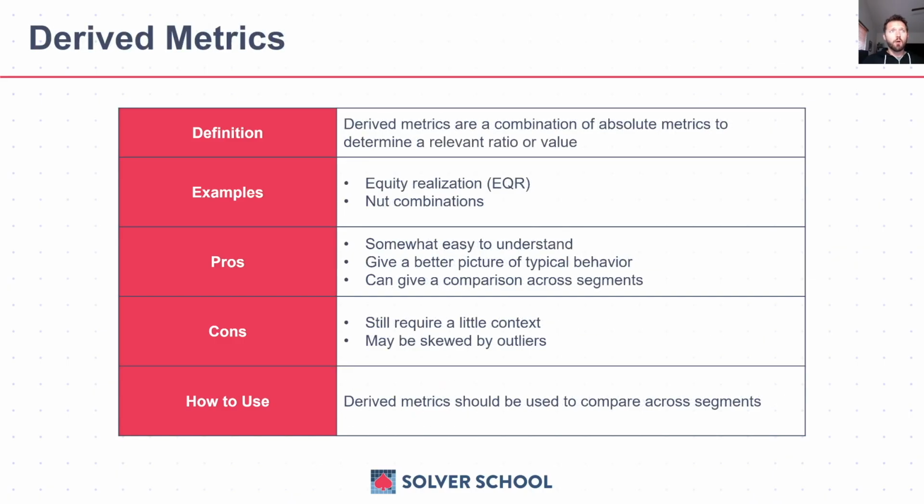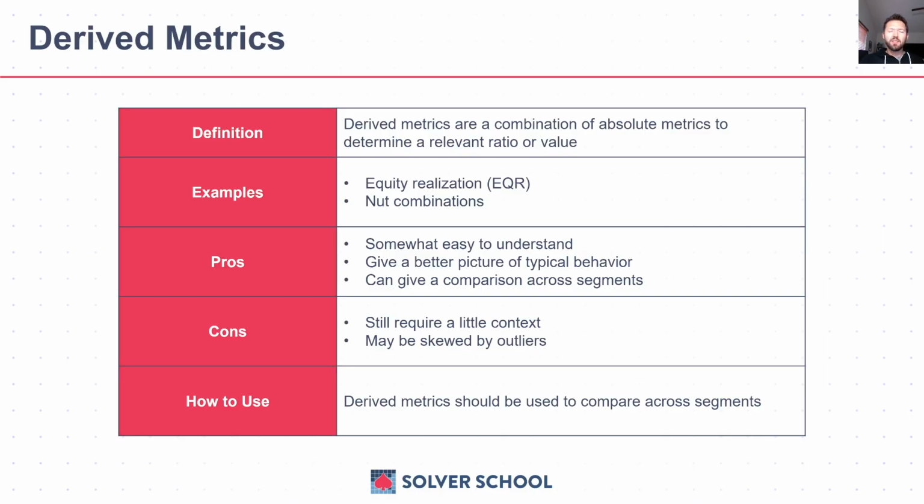Our next metrics here are our derived metrics. And as I mentioned here, they are a combination of absolute metrics to determine a relevant ratio or value. Some examples of this are equity realization, which is a measure of how much we over-realize or under-realize our equity in a particular hand. Or nut combinations, which is a subset of the overall combinations in one's range. But I define nut combinations as the number of combinations that one player has in range that is greater in value than the other player's best hand in their range.